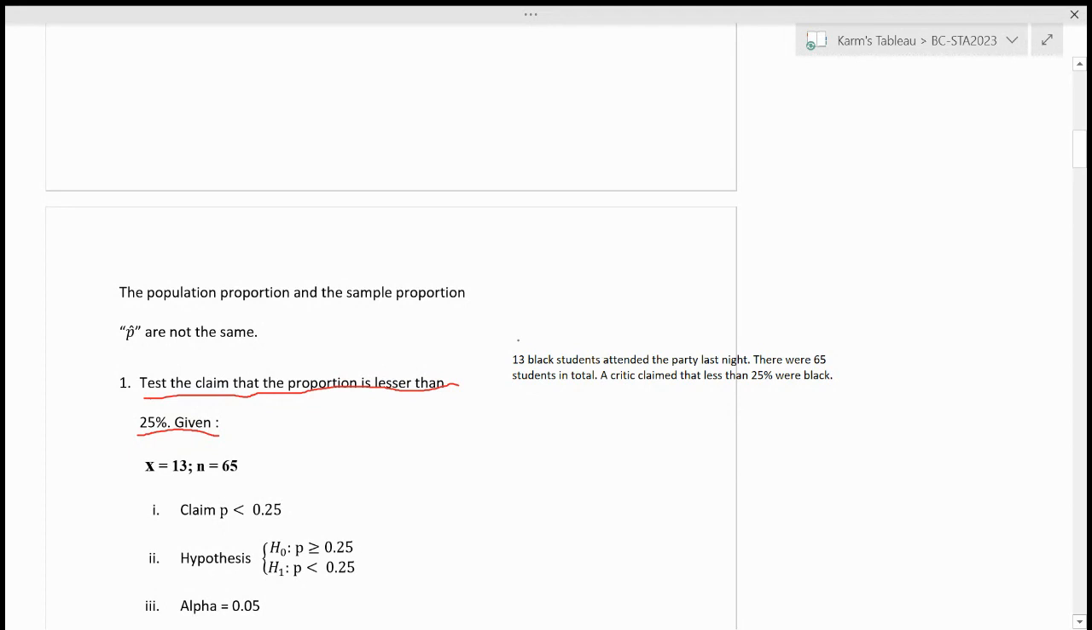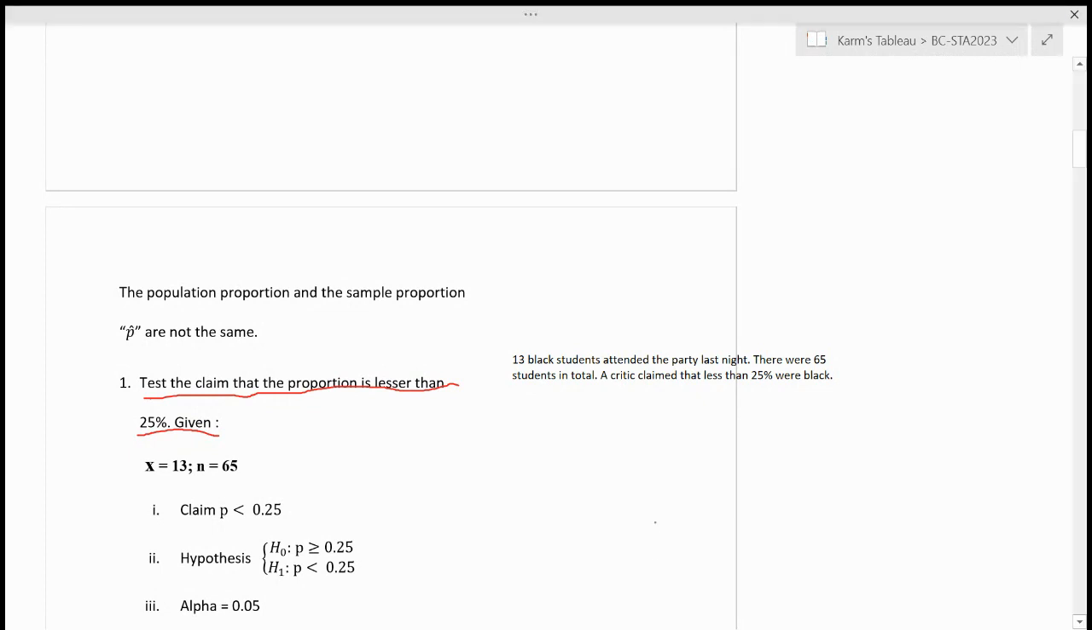Okay, now they're going to say 13 black students attended the party last night. We had 65 people, or 60 students in total, at the party. Somebody claimed that less than 25% of them were black. So that's not really a good thing.